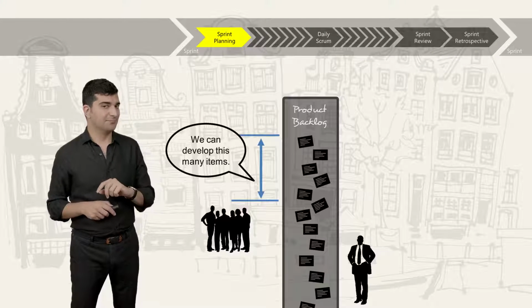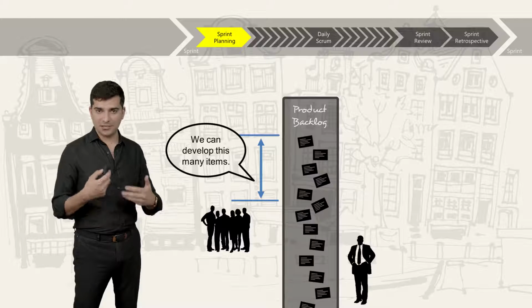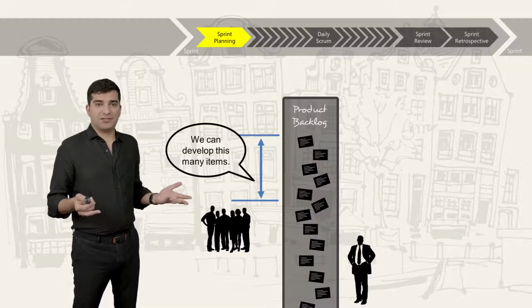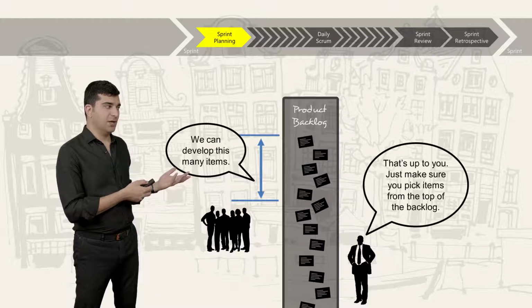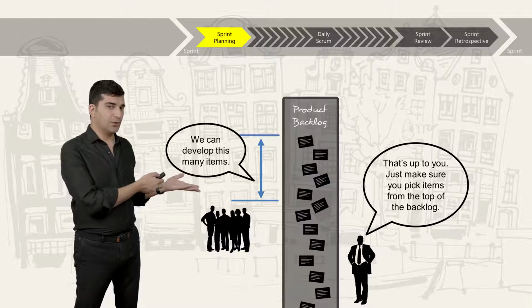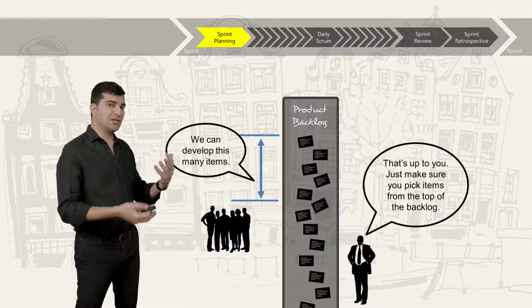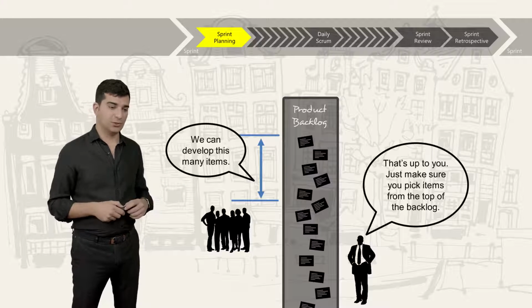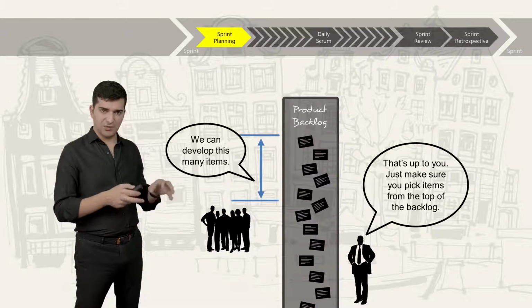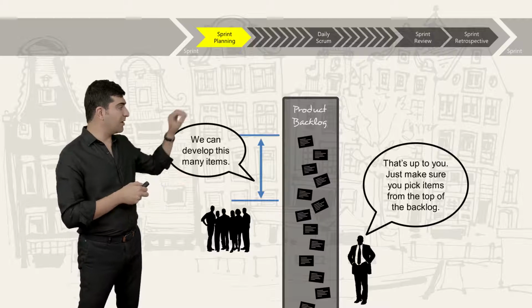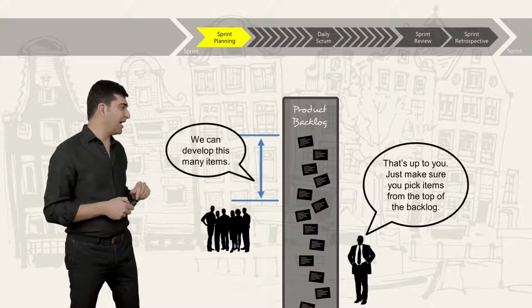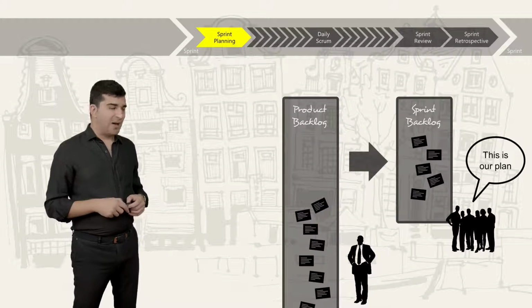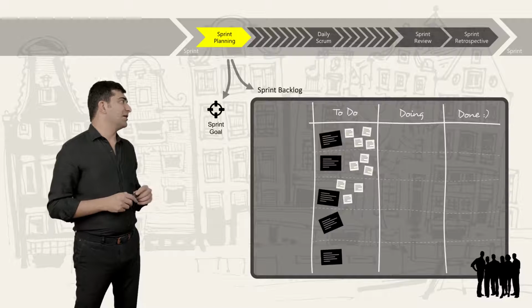You don't tell them because they are self-organized. You remember, they can make a lot of decisions. And who knows best how many items they can develop? They are the people who are going to do that. So we don't expect someone else, such as the product owner or the Scrum Master, to tell them what to do. The only thing that they are forced to do is to pick the items from the top of the product backlog. And so they put it in their sprint backlog, which may look something like this.